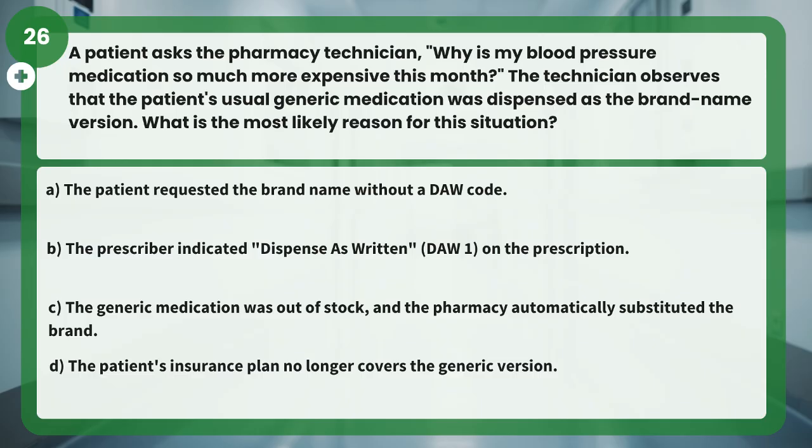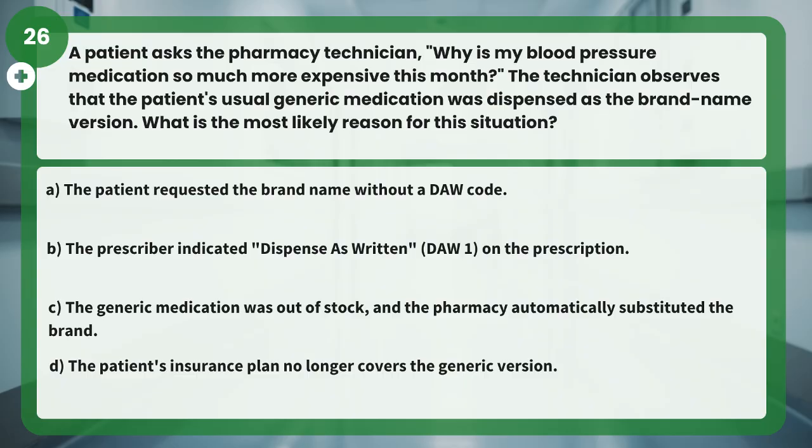Question 26. A patient asks the pharmacy technician, "Why is my blood pressure medication so much more expensive this month?" The technician observes that the patient's usual generic medication was dispensed as the brand name version. What is the most likely reason for this situation?